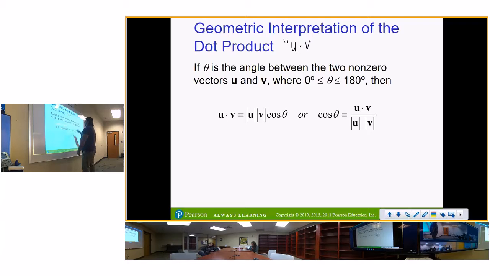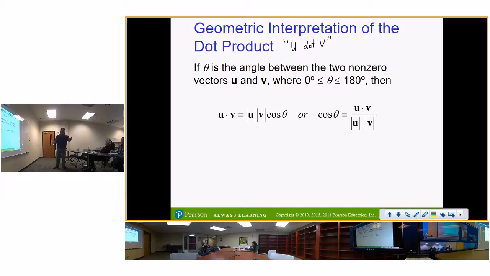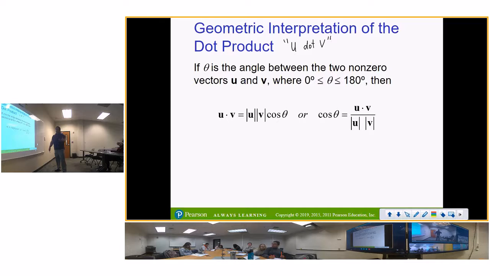Well, I don't need to write it like that. I need to write it with the little word dot. Sorry. So that's like the u times v is u dot v? Yes, but it's not multiplication. Sure. Because multiplication is with a scalar, and that means this is multiplication.